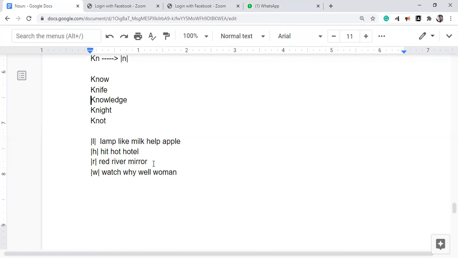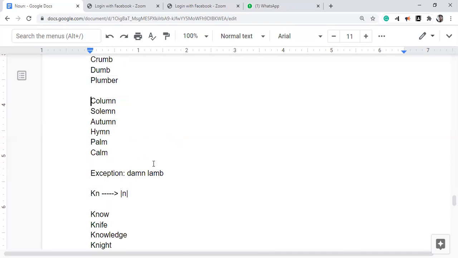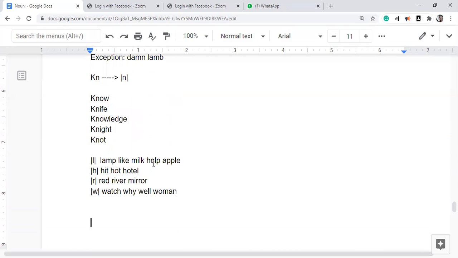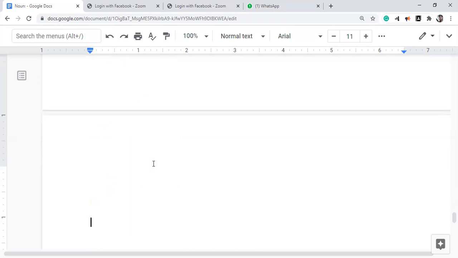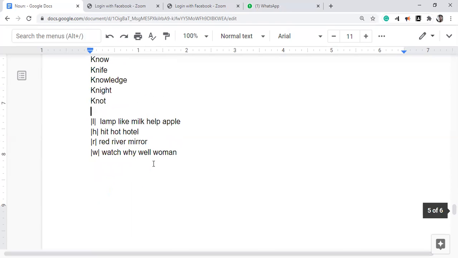Any doubt? Until now we have done the sounds and the pronunciation rules. Congratulations, we have finished our consonant sounds. After that we have some other sounds also, so we'll see them in the next lecture. We have a lot of sounds, but now the consonant sounds we have finished. Next we'll see the articles: when to use articles, how to use articles. So we'll take a 5 minute break and come back after 5 minutes for the articles.